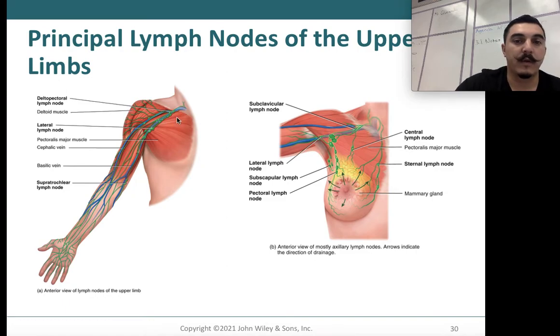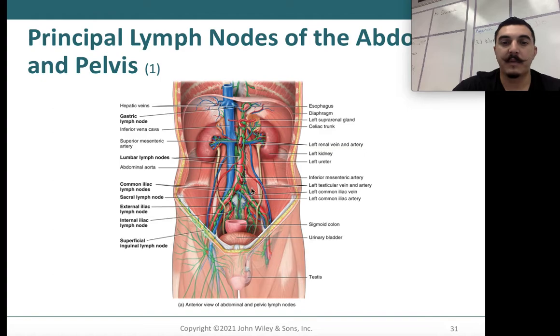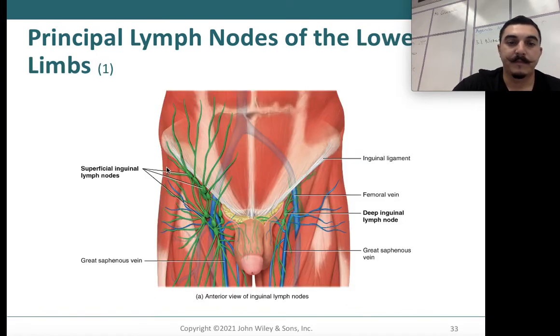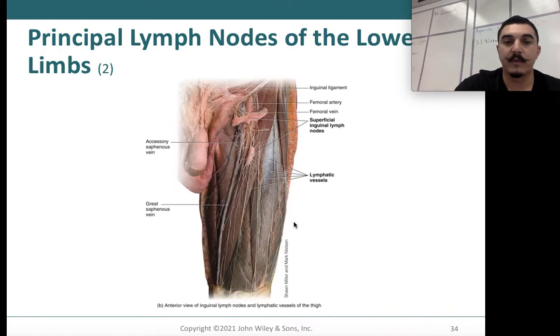deltopectoral lymph nodes as well, lateral lymph nodes, and then in the abdomen and the pelvis as well. Superficial inguinal, external iliac, internal iliac, common iliac, lumbar lymph nodes, gastric lymph nodes. Okay. Now here in the abdomen, getting to the pelvis, inferior mesenteric lymph nodes, transverse mesocolic lymph nodes. Okay. And then of the lower limbs, we have superficial inguinal lymph nodes, and deep inguinal lymph nodes as well.